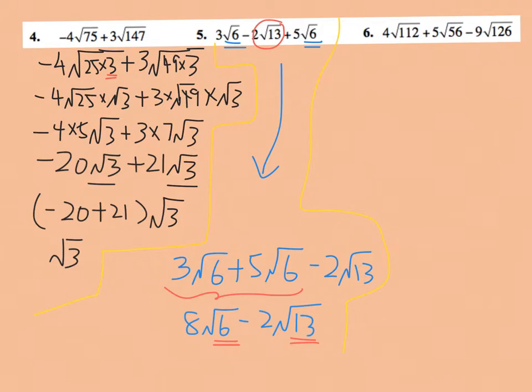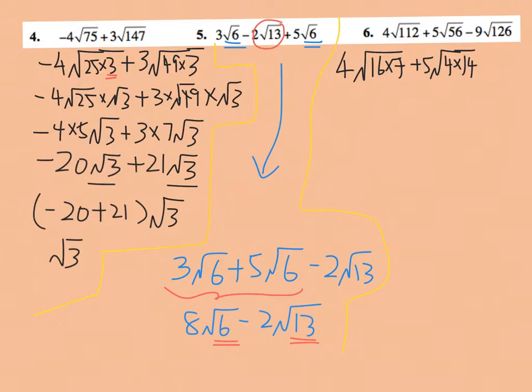In example 6, we have 4 root 112 plus 5 root 56 minus 9 root 126. All the three radical terms are not simplified, so you have to break the radicands down into perfect square factors so that you can simplify them further. So let's look at 112. 112 can be written as 16 times 7, and you have plus 56 here, and 56 can be broken into 4 times 14.